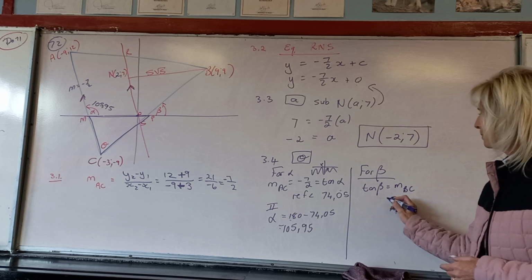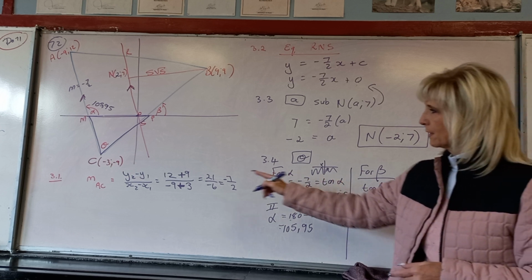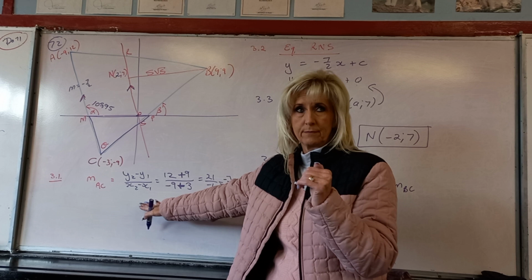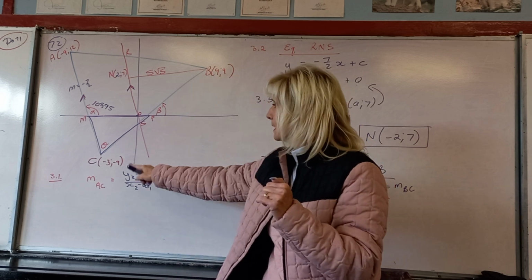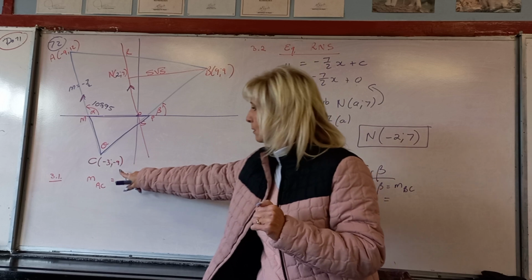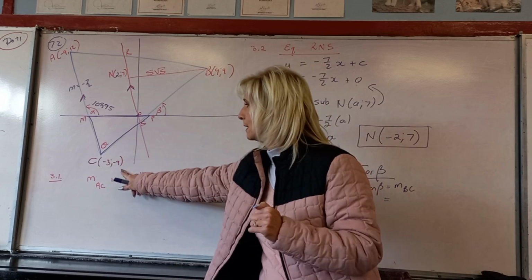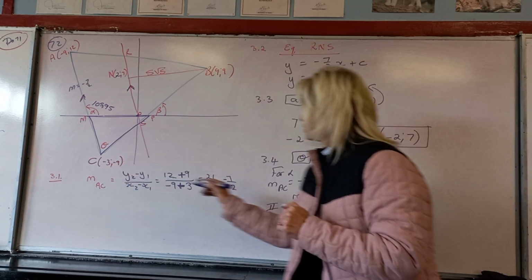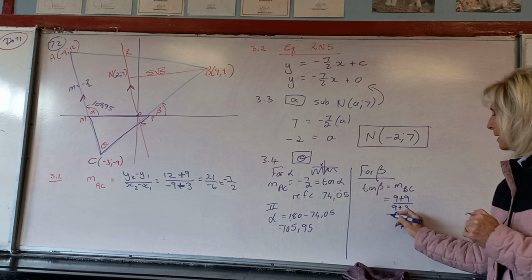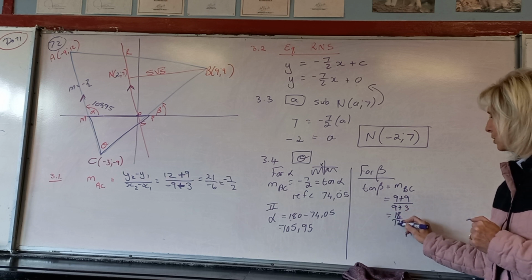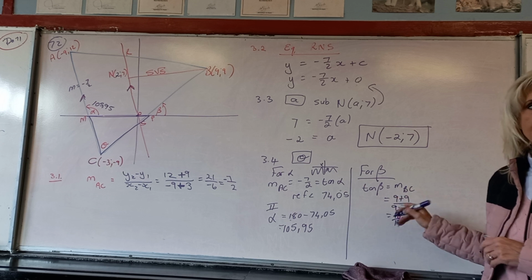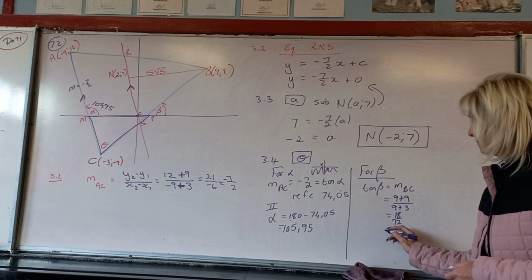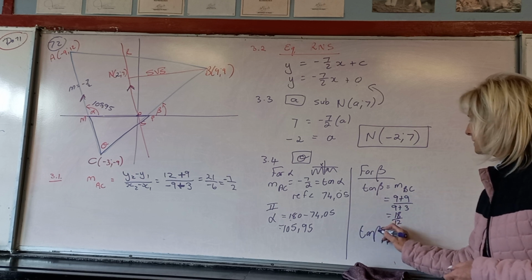For BC, I'm not going to write down that gradient formula again. If I've done it once in a sum, I don't have to. So if I look at BC, y2 is 9, y1 is minus 9, so it's 9 minus minus, giving me a plus. And x it's 9 minus minus 3, which gives me a plus. So it gives me 18 over 12, am I right? Which is 3 over 2. I don't really have to simplify here because I'm not done with the sum. So tan beta is equal to 3 over 2.